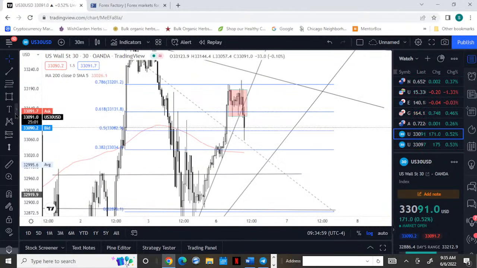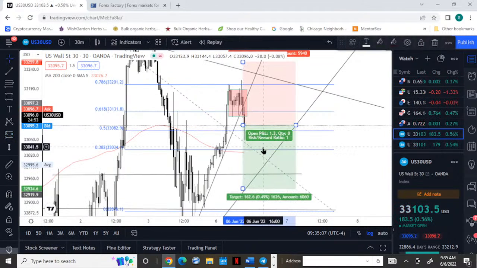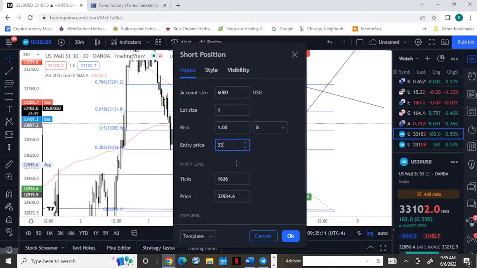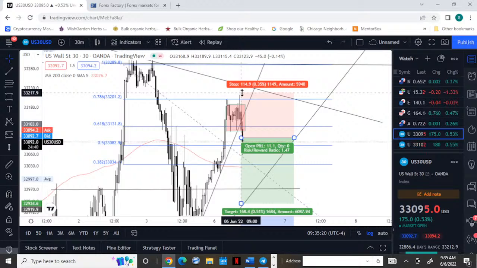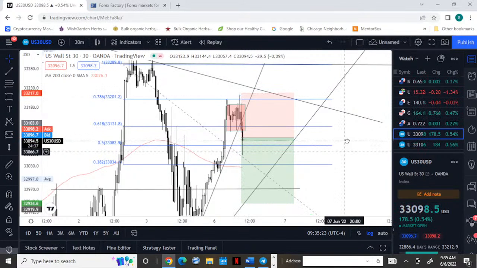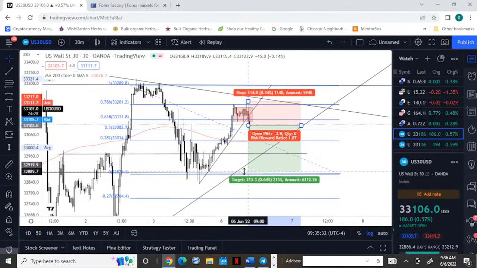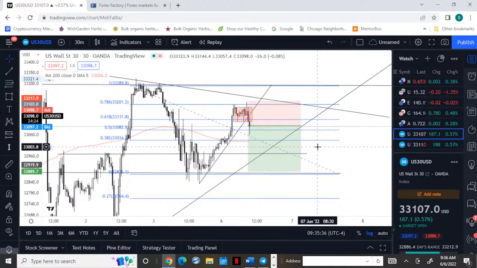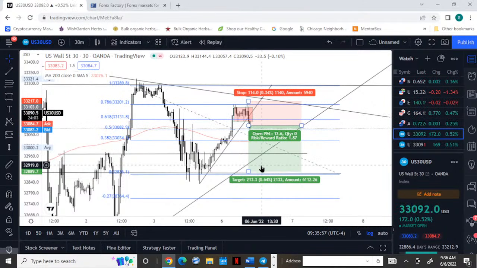Gonna go back to the 30 minute. Stop loss above the high. TP near the 0 on the fib. And this is almost a 1 to 2, 100 points for 200 points.